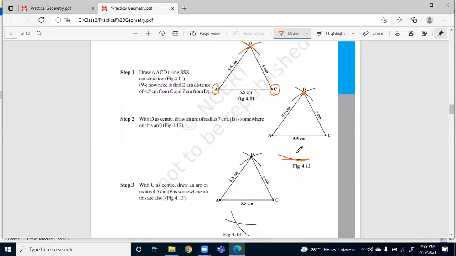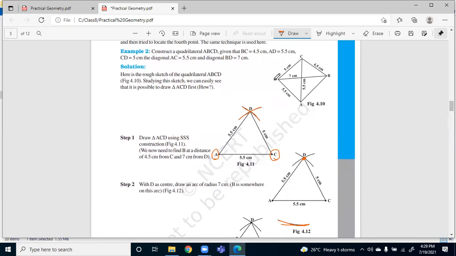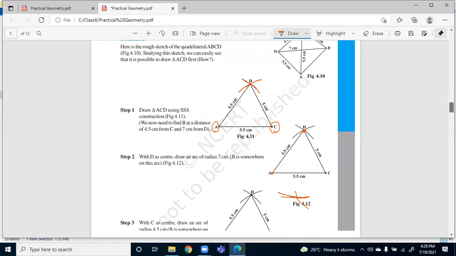Now I have to make another arc. I know the length of DA is 5.5 centimeters. So I will be putting the needle of the compass at A and cutting this arc. I will be opening the compass to 5.5 and will cut the previous arc. That will give me point D.